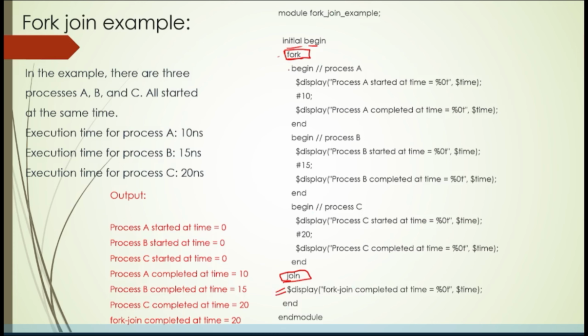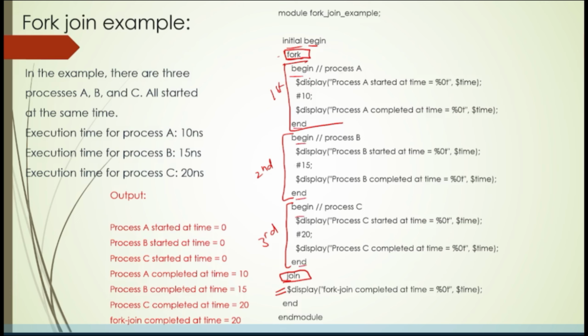Clear? Within this fork join, I am writing three processes. This is my first process, this is my second process, and this is my third process. As I told you, within a process you can have any number of statements. How can you know that this is the first process? Whatever you write within begin and end is considered as one process.